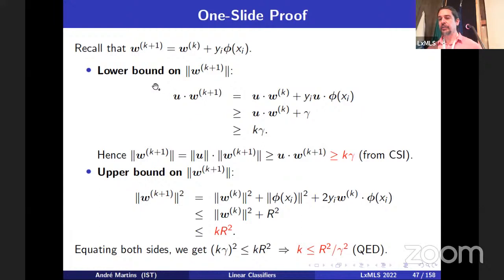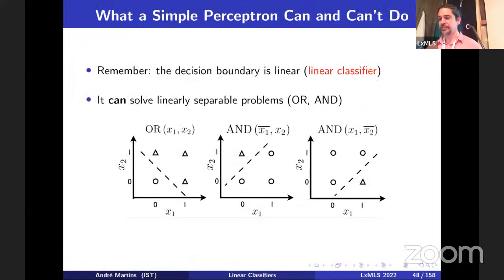So we have a lower bound on the norm, and we have an upper bound on the norm. Therefore, the upper bound needs to be bigger than the lower bound, right? So k times gamma squared, because we are talking about the squared norm, needs to be less than or equal to k R squared, and from that we obtain that k needs to be upper bounded by R squared divided by gamma squared. So it's a one-slide proof of the perceptron bound. This is not going to matter for the rest of the class, but I just find it interesting.